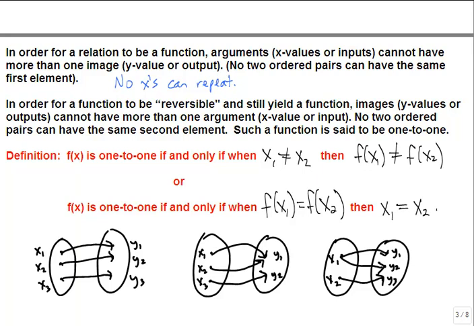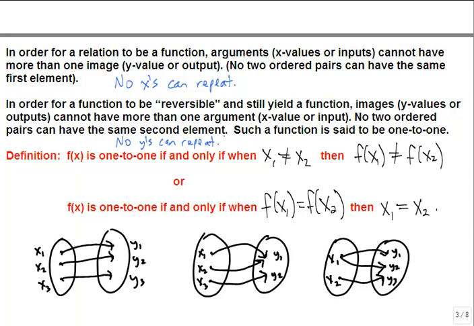In order for a function to be reversible and still yield a function, the images, or the y values, cannot have more than one argument, or x value. So in other words, no two ordered pairs can have the same second element. In other words, no y's can repeat.